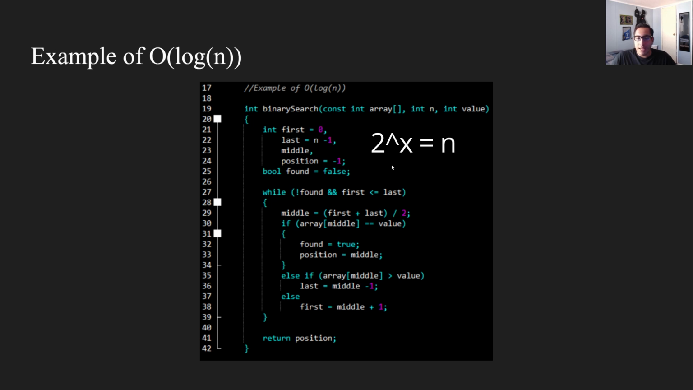And so then to get x, you take the log base 2 of both sides, and you get x is equal to log base 2 of n. And so what that means is that we're dividing by 2 x number of times. And that x number of times you find by doing the log base 2 of n. So that's how many times you're going to be dividing the array size to get that final answer.